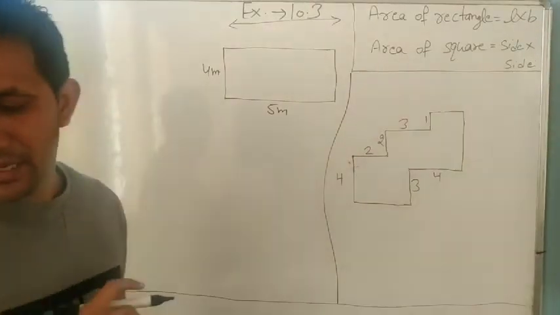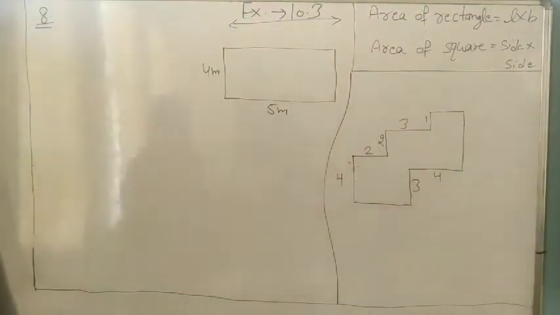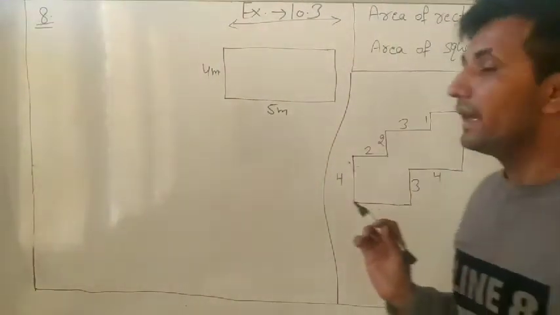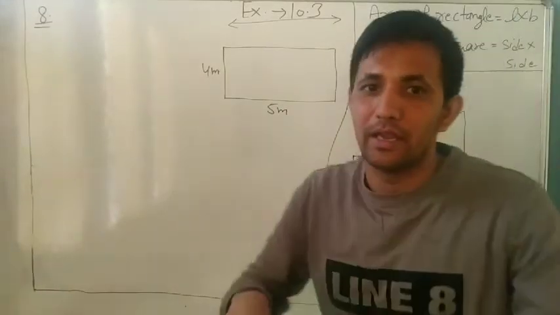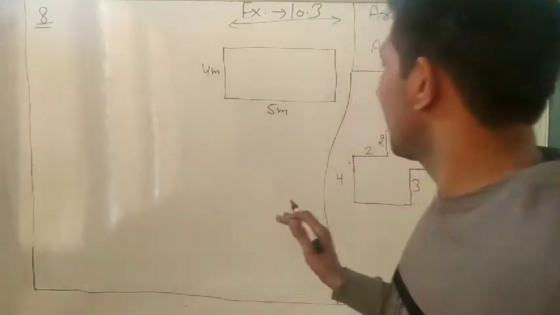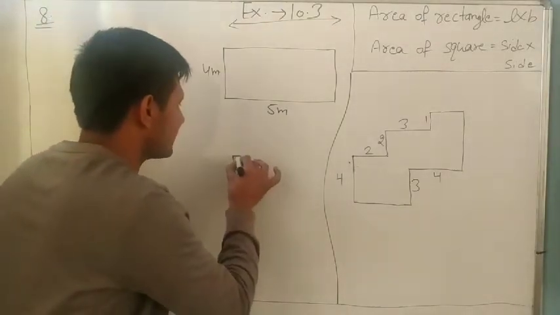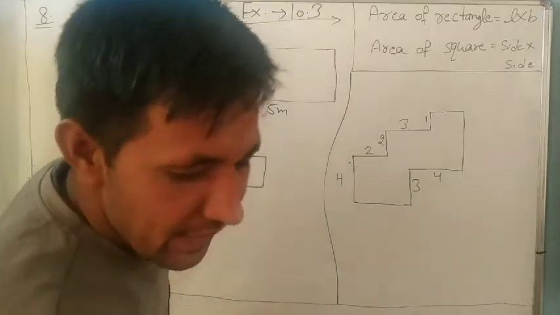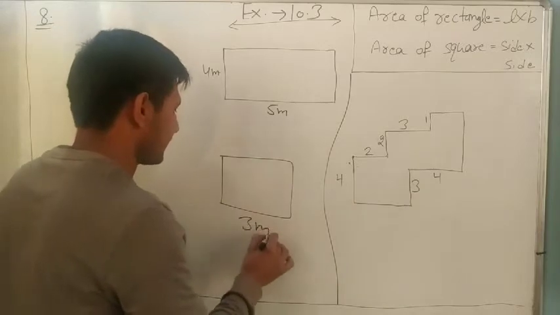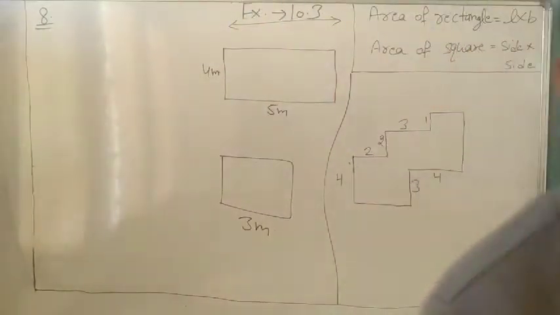A square carpet of side 3 meter is laid on the floor. We want to lay a square carpet. Everyone knows in our home we lay a carpet on the floor also. In the question we have to lay a carpet whose shape is square, and the side of the square carpet is 3 meter. Find the area of the floor that is not carpeted.